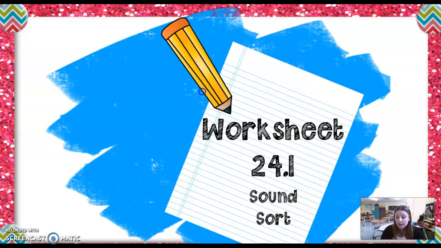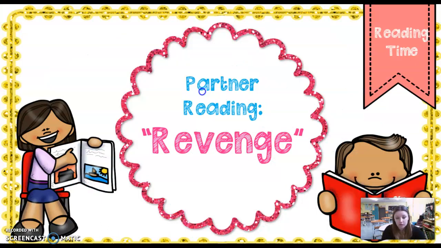Okay, you will be practicing questions from 24.1 in your workbook on your Google form today. So what we did is we took questions from 24.1 and you will be sorting them on your Google form as well. Next, we're going to talk about the next story in Sir Gus, and it's called Revenge.